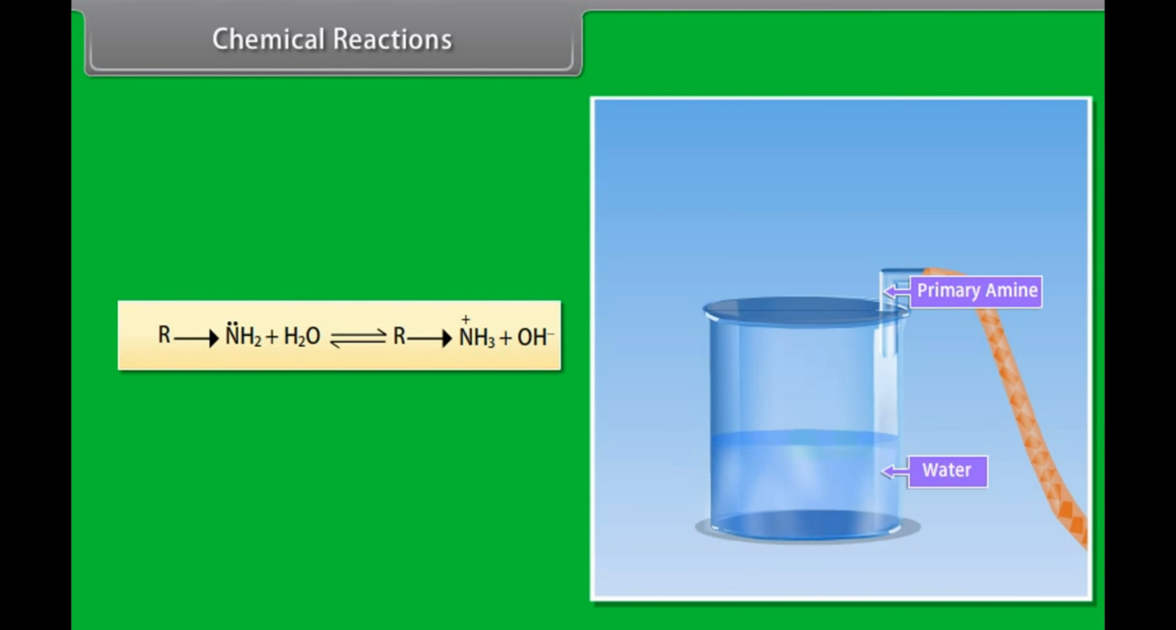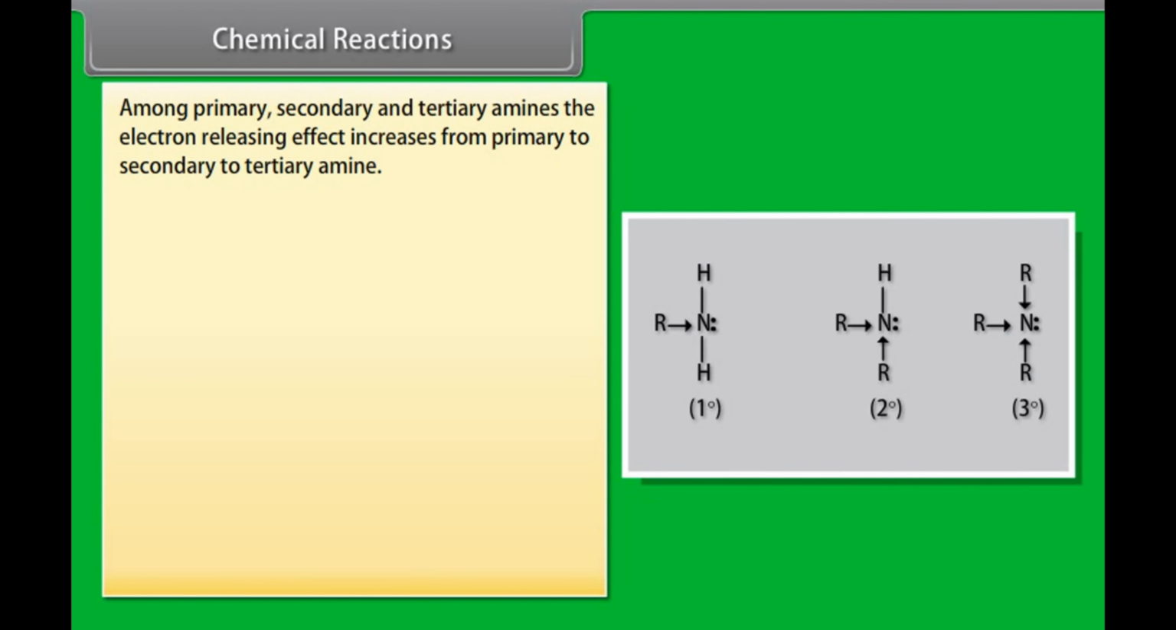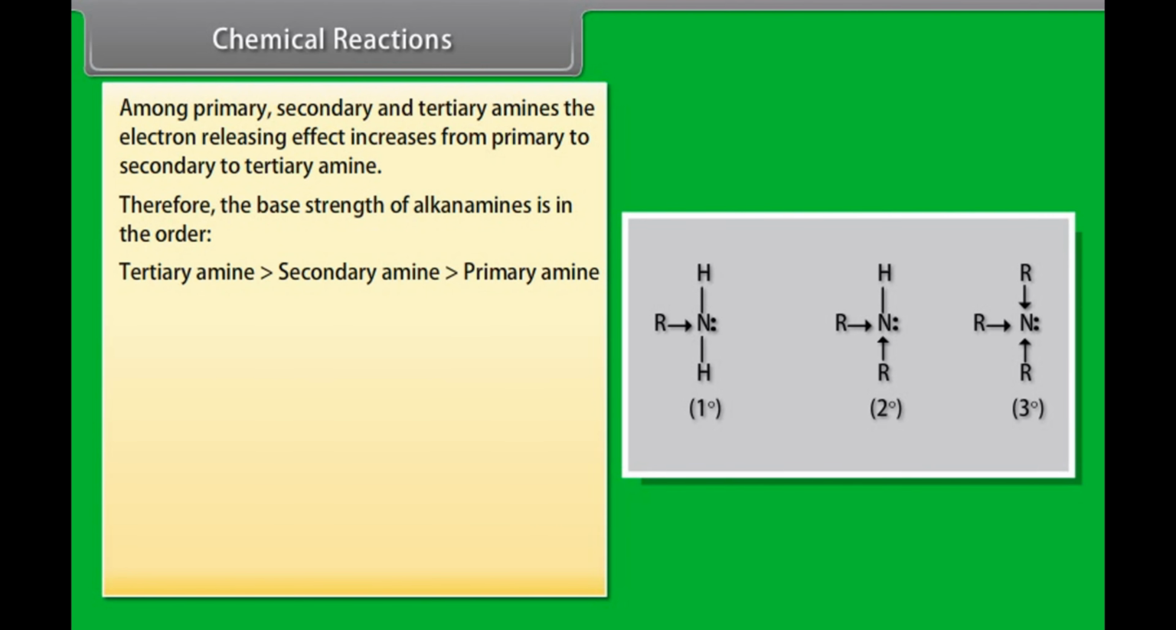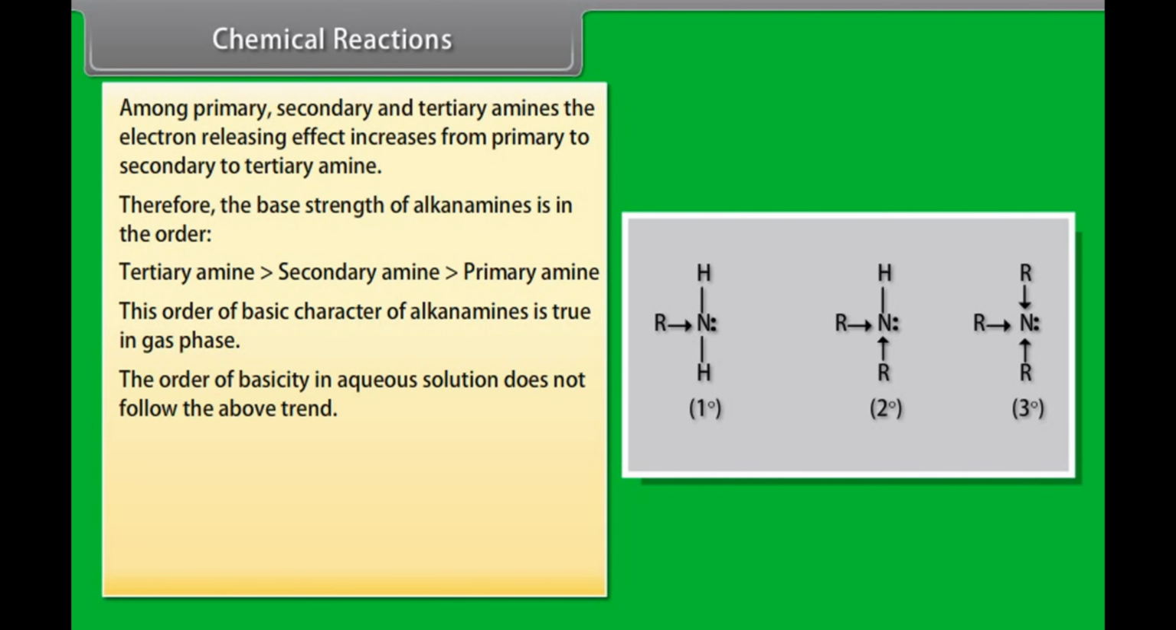Amines can easily be protonated by water in their aqueous solutions. Among primary, secondary and tertiary amines, the electron releasing effect increases from primary to secondary to tertiary amine. Therefore, the base strength of alkanamines is in the order tertiary amine, followed by secondary amine, followed by primary amine. This order of basic character of alkanamines is true in the gas phase. The order of basicity in aqueous solution does not follow the above trend.